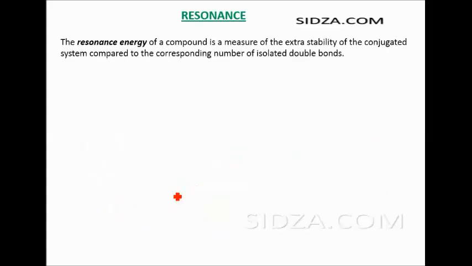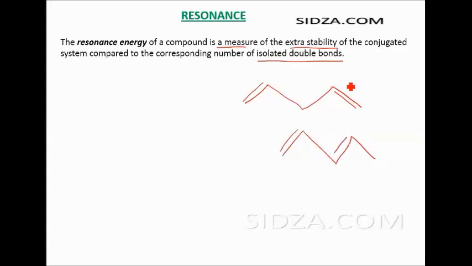The resonance energy of a compound is the measure of the stability of the conjugate system compared to the isolated system. Suppose you have double bonds here and here, but they are not conjugate. If you have a system where you find a conjugate system, this one is less stable than this one by the amount of resonance energy, right? Because in the first case we do not find resonance, as this is not a conjugate system, so resonance cannot occur. In this case resonance can occur, right?